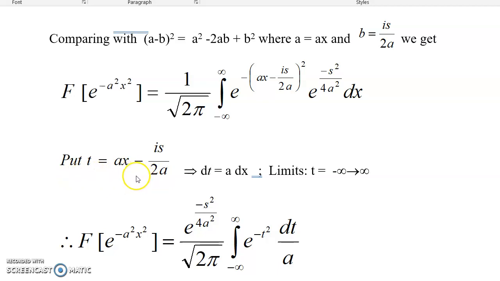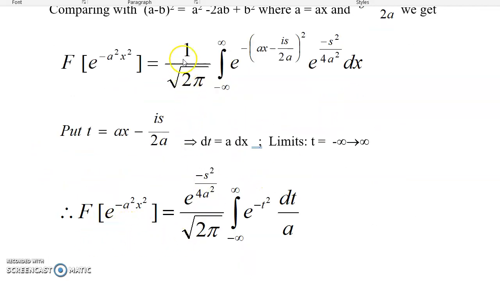So when we make a variable substitution, dt will become a into dx, but the limits will be the same, because when x is minus infinity to infinity, t also will be minus infinity to infinity. Now make this substitution here. So now the Fourier transform becomes 1 by root 2 pi. See, this e power minus s squared by 4a squared is independent of x, so this is not connected anyway to the integration. So this term can be taken out of the integration like this.